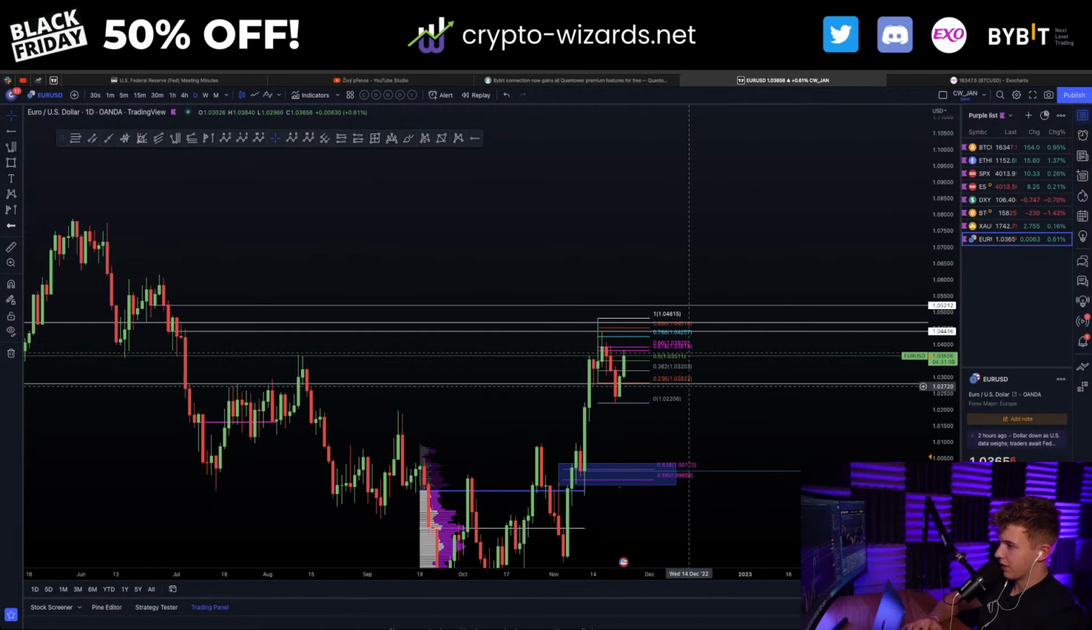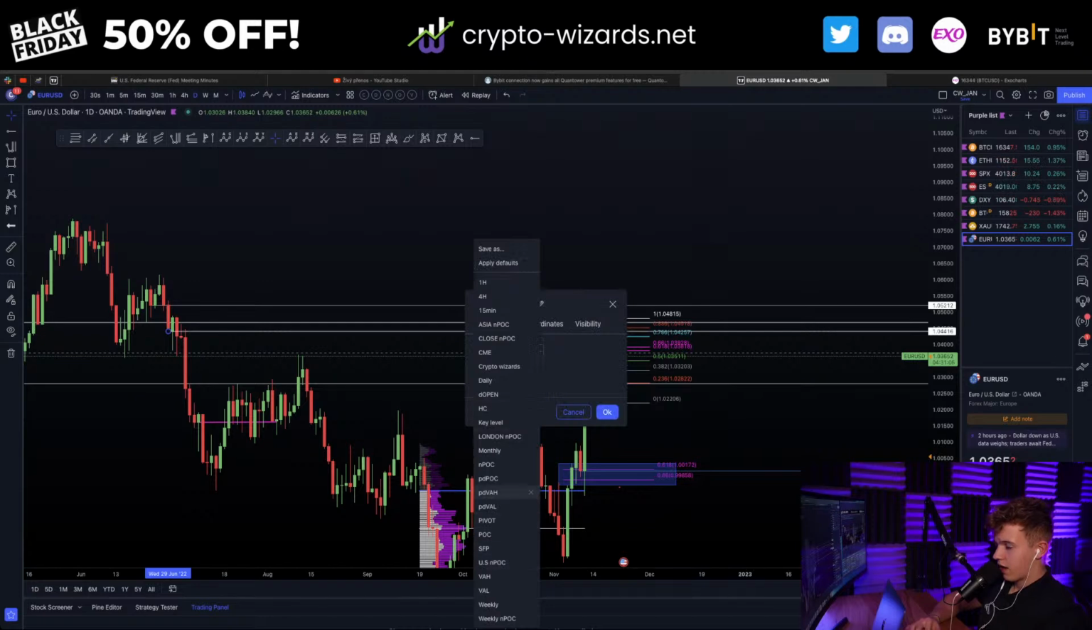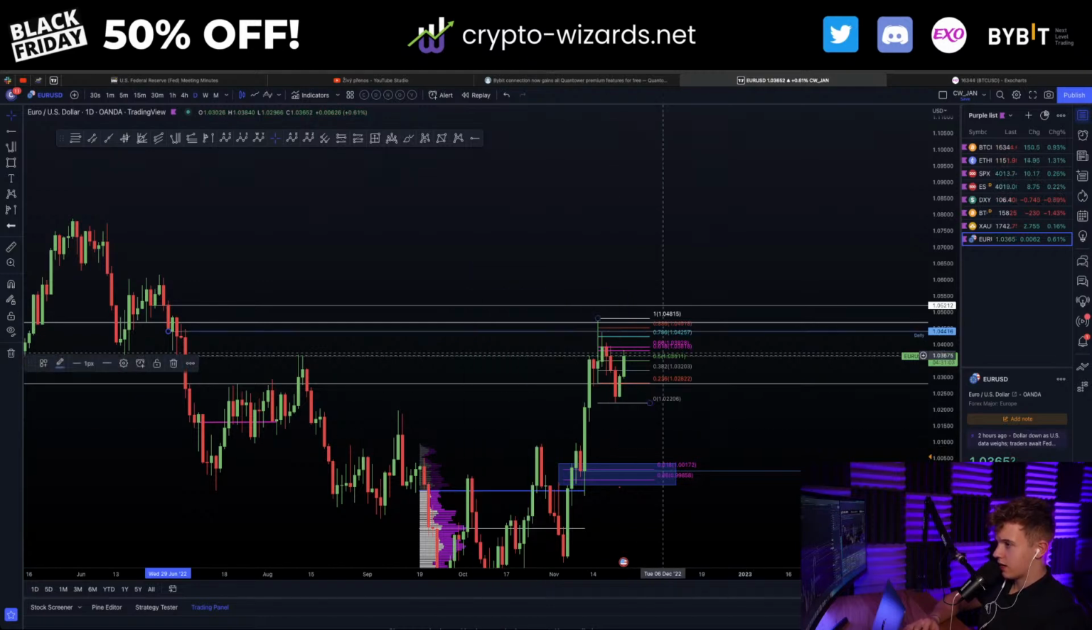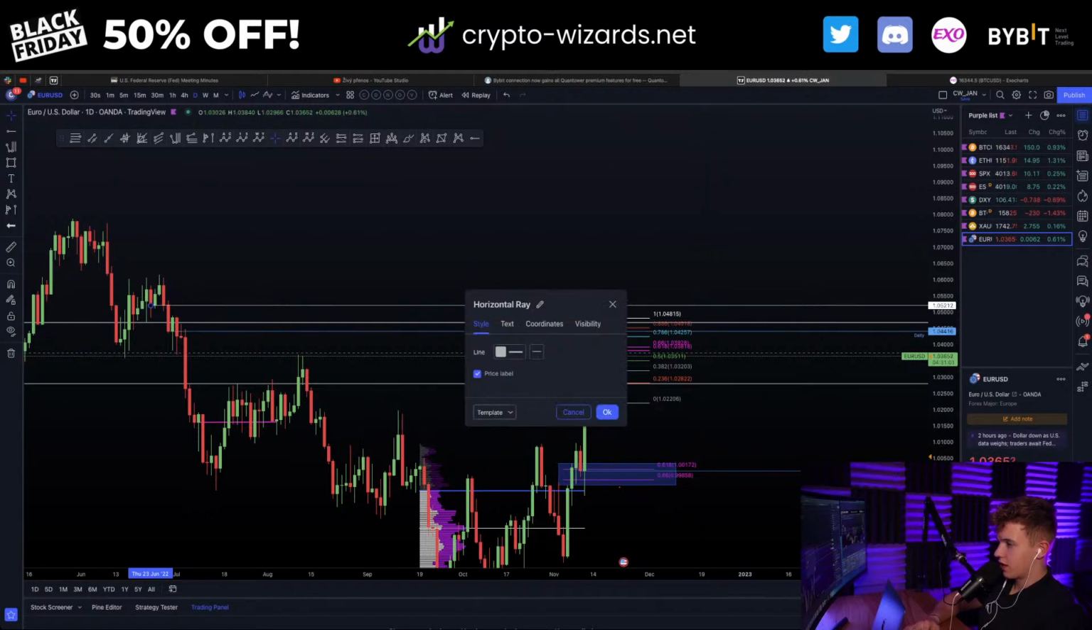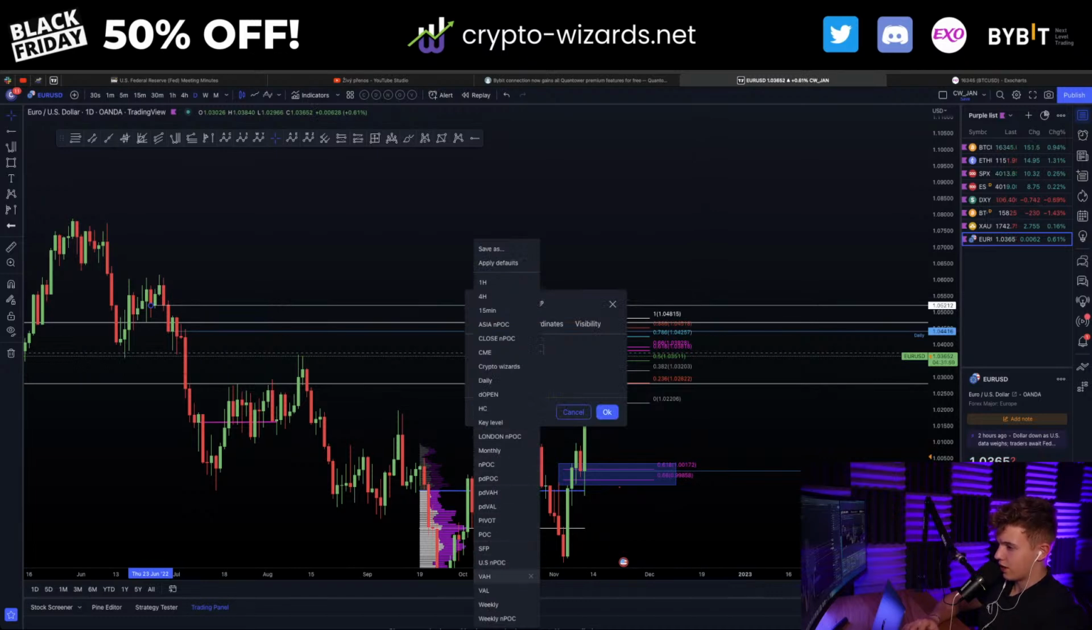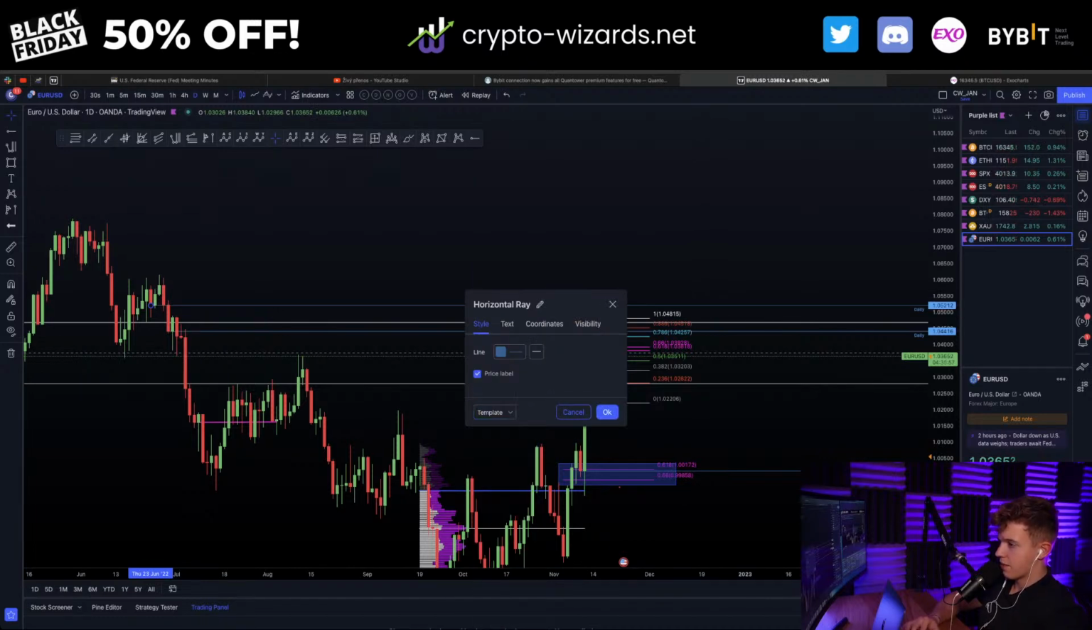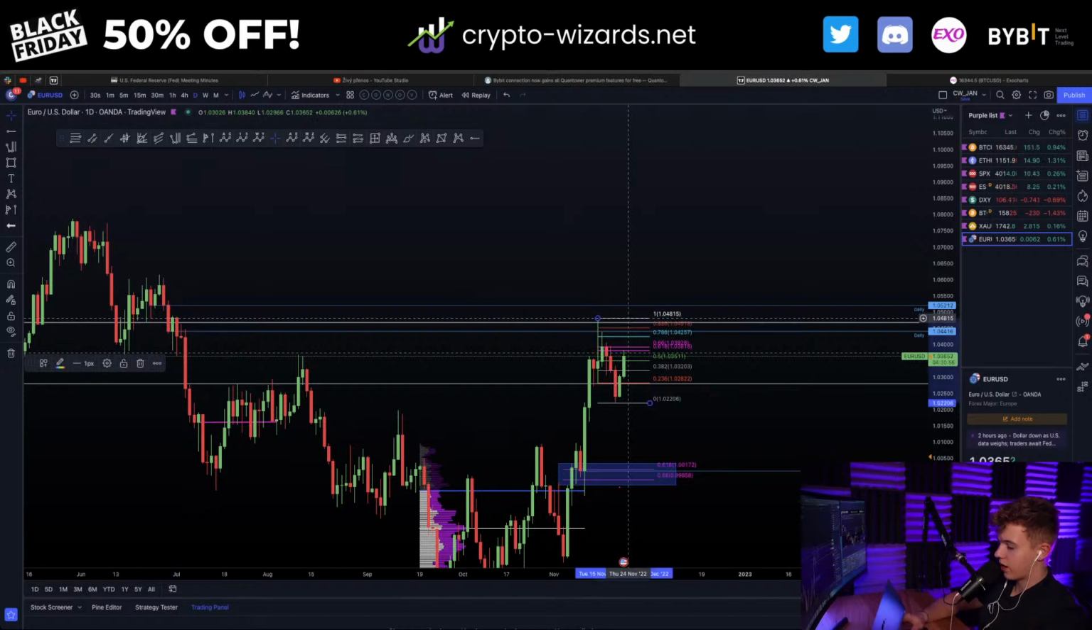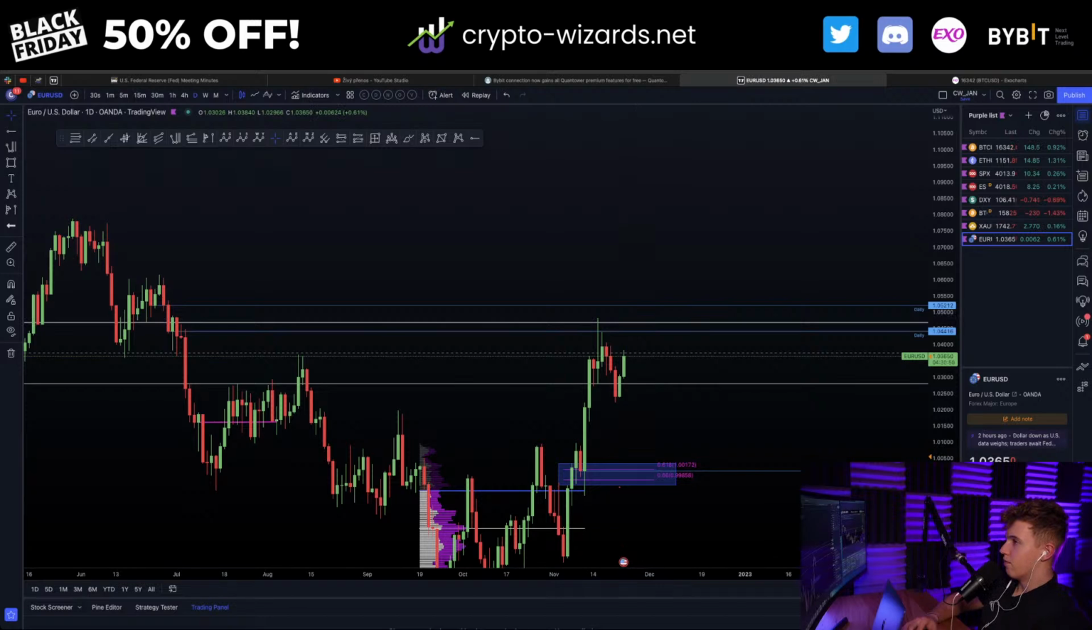Just marking out possible levels on Euro USD where we could be looking in the next few hours. I would actually be looking for a new higher high to be put in, so above this previous wick, which would be somewhere around the upper daily. But we'll see.